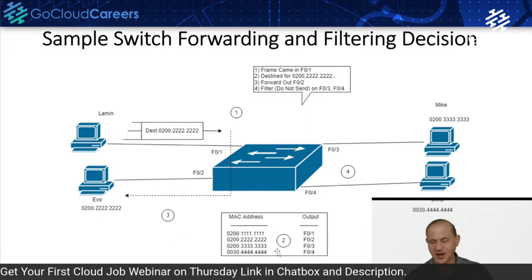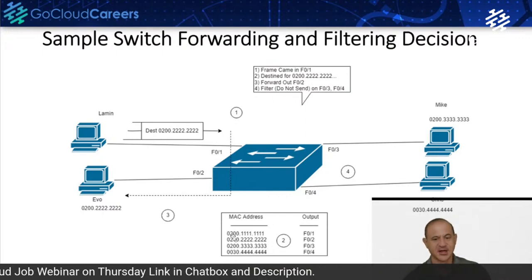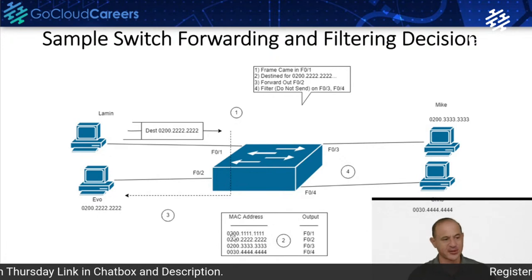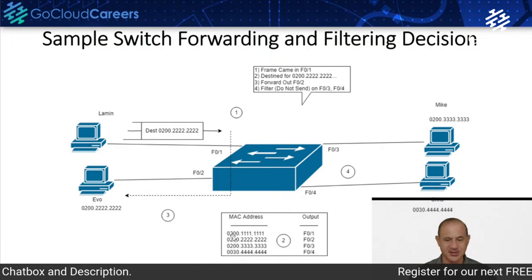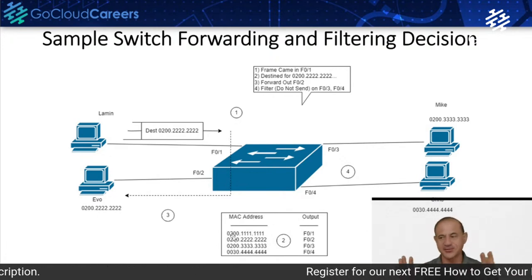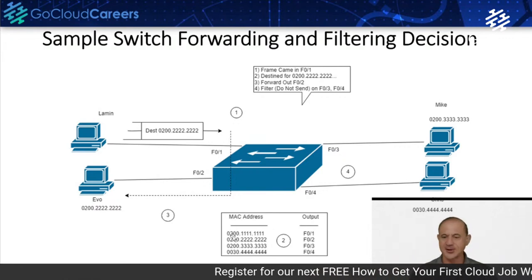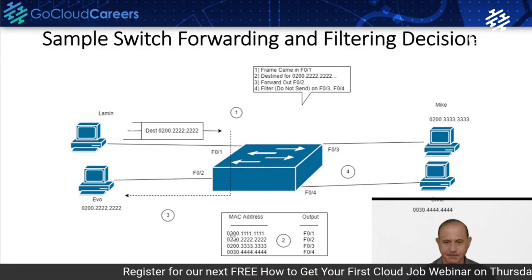And now you see what we have over here, this MAC address table. That's like the routing table at layer three, but at layer two, switches forward on MAC address. At layer three, switch routers forward on IP address. Same thing, no difference. So that's really what's going on.